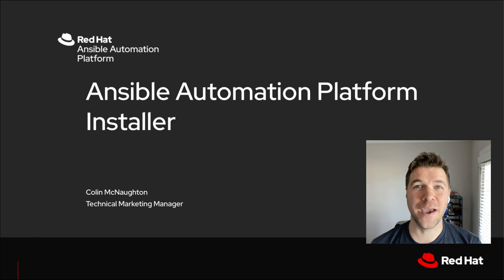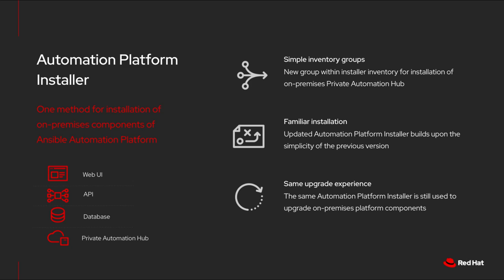I'm a technical marketing manager for Ansible Automation Platform, and today I'm going to be talking about the Ansible Automation Platform installer, which is being released with Ansible Automation Platform 1.2. With this release, the installer is leveraged to install multiple on-premises components of the Ansible Automation Platform. This includes the web UI, API, and database that were present in the previous version of the installer, and now adds the newly available on-premises offering of Private Automation Hub.